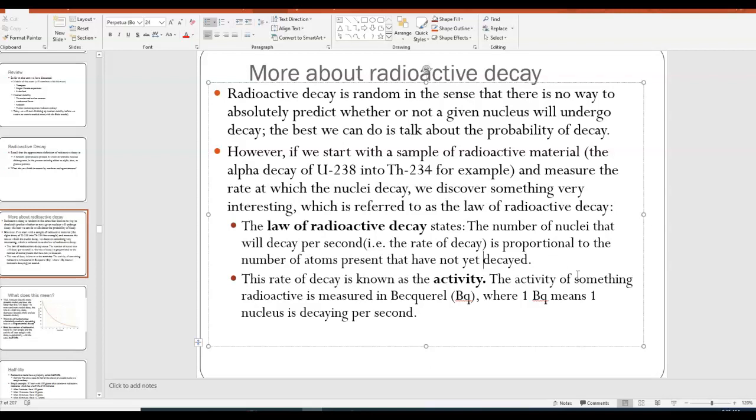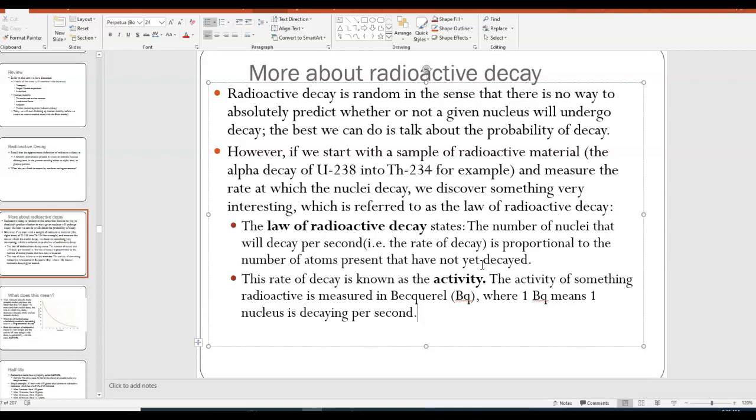Just one more vocabulary term. The rate of decay, how many decays we have per second, is known as the activity. I don't know why it has that name, but activity refers to the rate of decay. The unit for activity is called the becquerel. We use Bq for that abbreviation. It's named after a physicist who investigated radioactivity, Becquerel. He was French, I believe, where 1 becquerel means 1 nucleus is decaying per second.